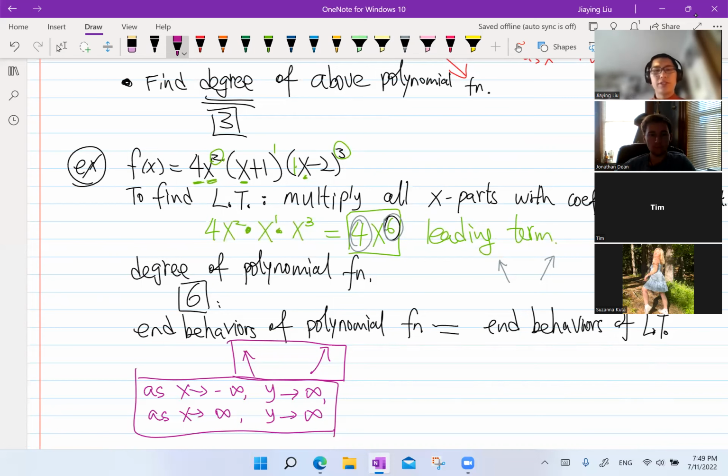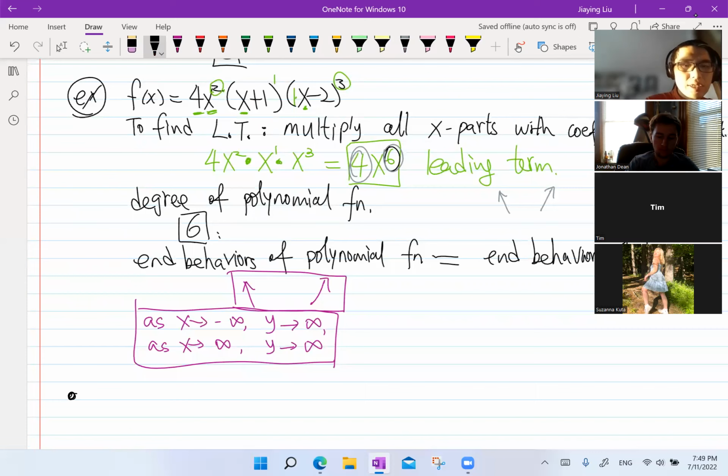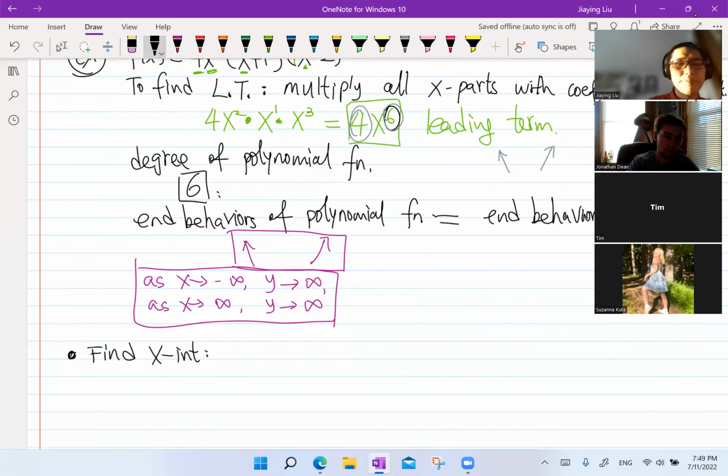Awesome. All right. So the next thing I want to talk about is how do we find the x-intercepts and the y-intercepts of a polynomial function? It's exactly the same process as we did with quadratic functions or linear functions. So to find x-intercepts, we're looking for the x value, right? That means we're going to set y equals 0. And sometimes it may not be easy to solve by hand. We might have to use a computer or calculator to solve for x. But let's just take an easy example.